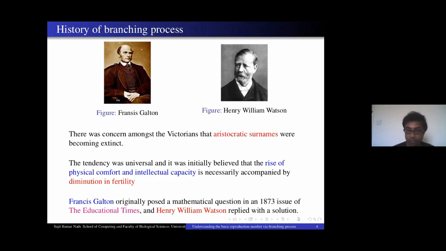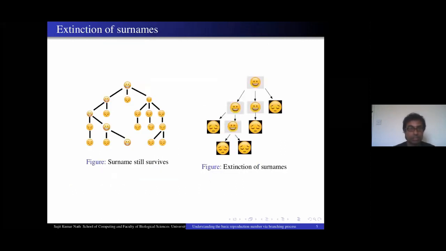Every surname, and then he formalized this problem as a mathematical problem in the Educational Times, a science magazine kind of thing. He posed this problem, and in the next issue, I guess Henry William Watson came with a solution. So what Galton suggested is the dynamics you can see in these two pictures.